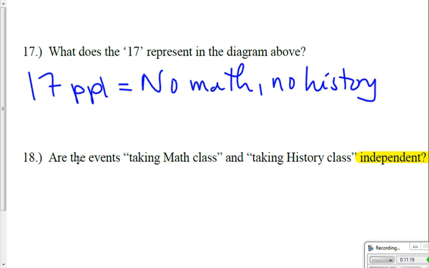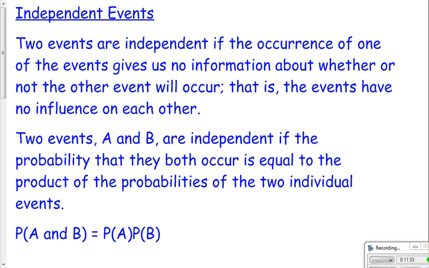And then the next question we actually can't answer until we talk more about this word. Are the events taking math class and taking history class independent? The answer to this is no, but we need to discuss what this word even means before that makes sense. And so here we are looking at independent events. Two events are independent if the occurrence of one of the events gives us no information about whether or not the other event is to occur.